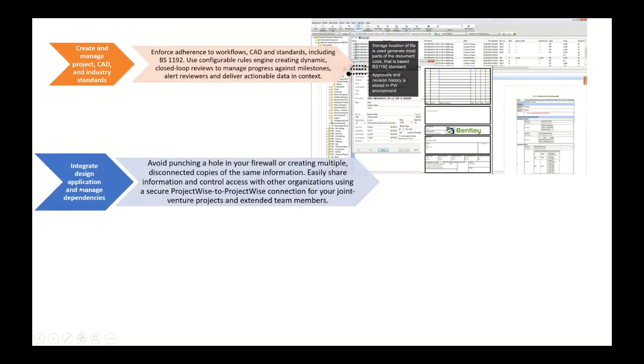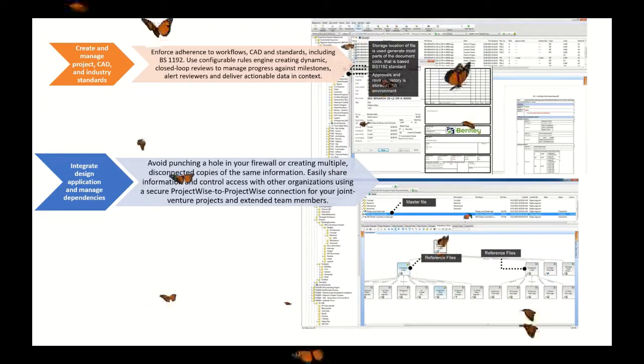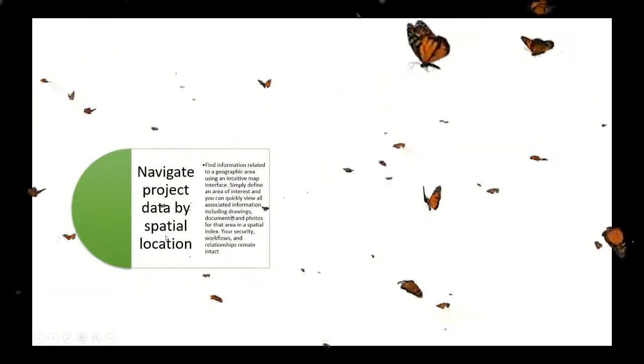And then integrate design application and manage dependencies. Whatever the reference files are there, that can be managed directly. No need of sending all the reference files. You can just attach it and then open the file automatically. All the xrefs will load directly. And then navigate project data by spatial location.